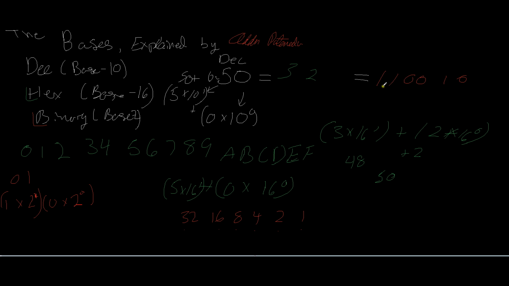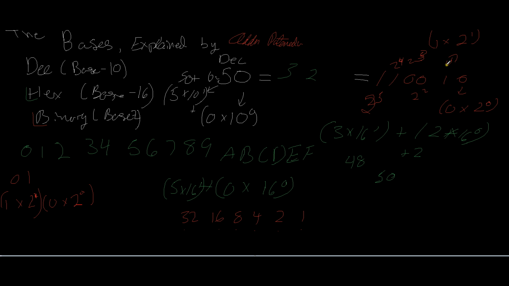And then to read this, this right here is 0 times 2 to the 0 power. This one right here would be 1 times 2 to the first. Then this will be 2 to the second, 2 to the third, 2 to the fourth, 2 to the fifth. And basically, if it's a 1, then it's this number plus the other numbers, and if it's a 0, then it's basically not.